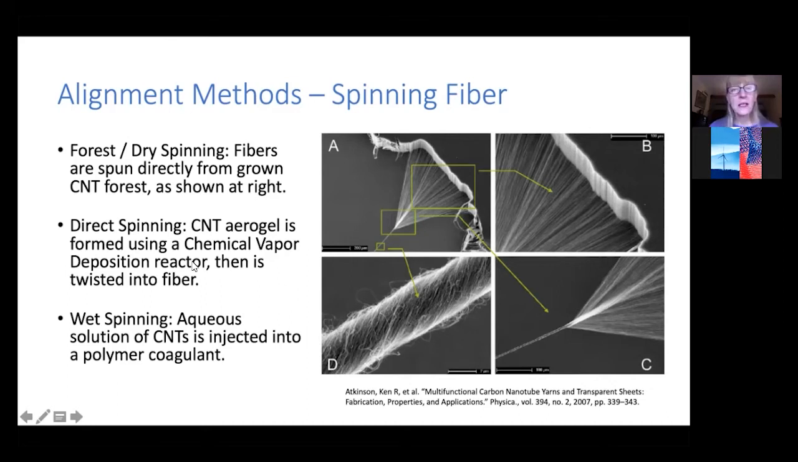Another process fairly closely related is producing a carbon nanotube aerogel using a chemical vapor deposition reactor, and then twisting the fiber from that carbon nanotube aerogel. Wet spinning processes basically use aqueous solutions of carbon nanotubes injected into a polymer coagulant. So there are a number of variations, but all of these are basically assembling through spinning processes.